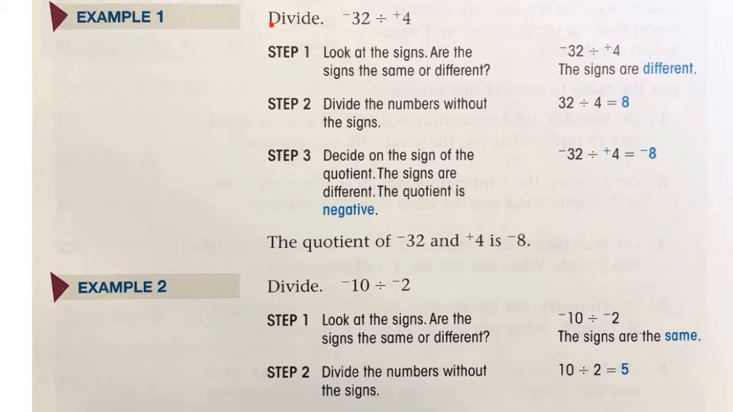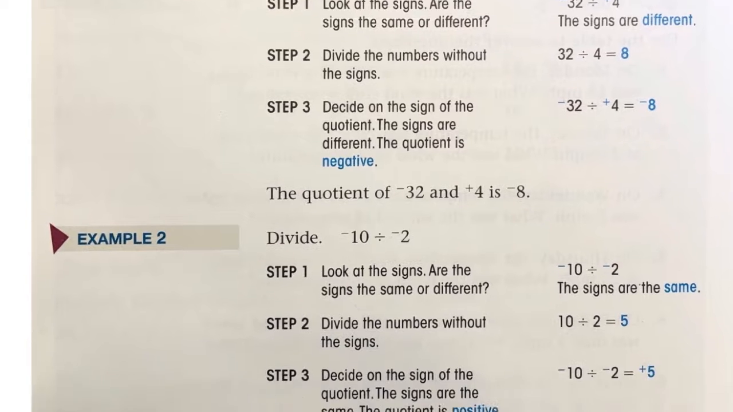For example, divide negative 32 by positive 4. Step 1, look at the signs. Are the signs the same or different? Negative and positive, they're different. Step 2, divide the numbers without the signs. 32 divided by 4 is 8. Step 3, decide on the sign of the quotient. The signs are different, the quotient is negative. Negative 8. The quotient of negative 32 and 4 is negative 8.